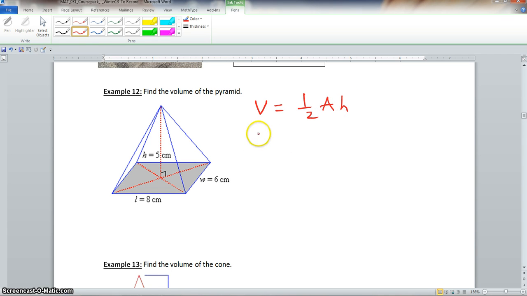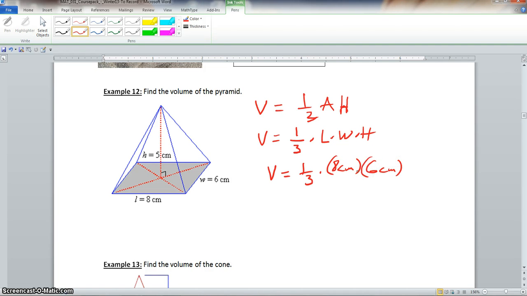So we will have the volume is equal to 1/3 times the length times the width times the height. It should be a capital H. Okay, so now we have the volume is equal to 1/3 times. The length is 8 centimeters. The width is 6 centimeters. And of course the height is 5 centimeters.